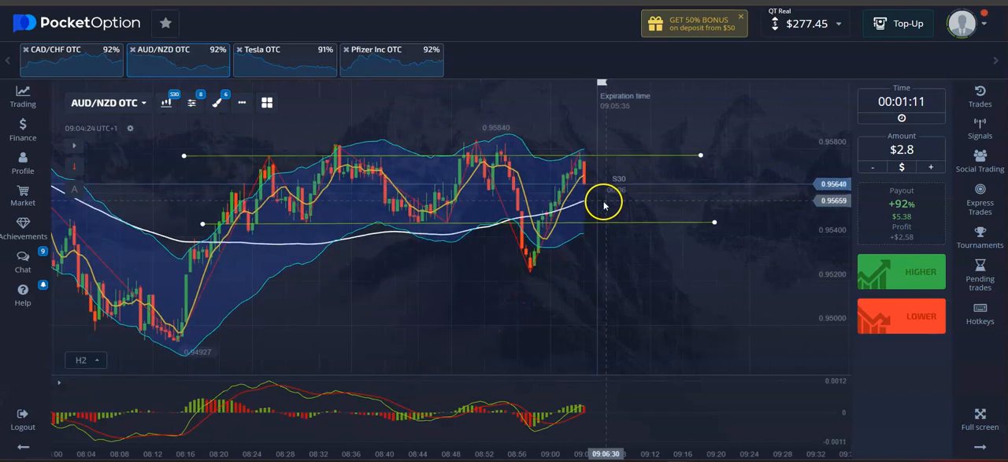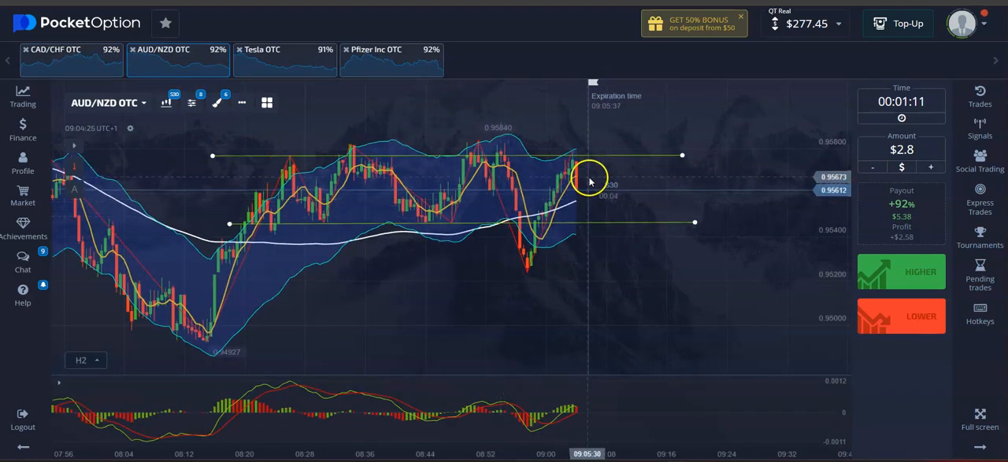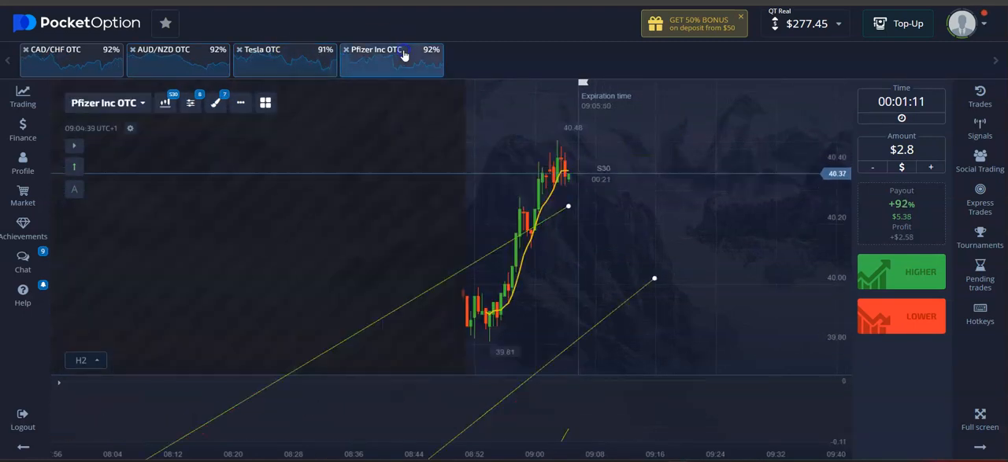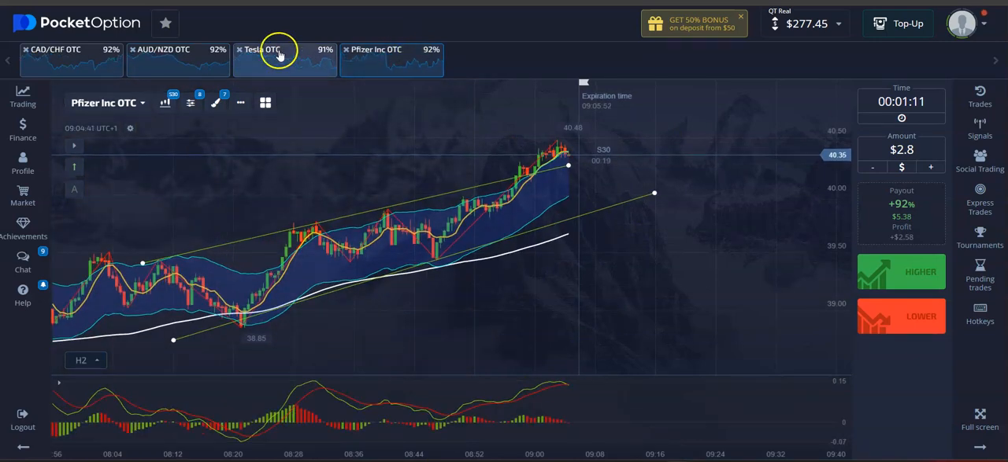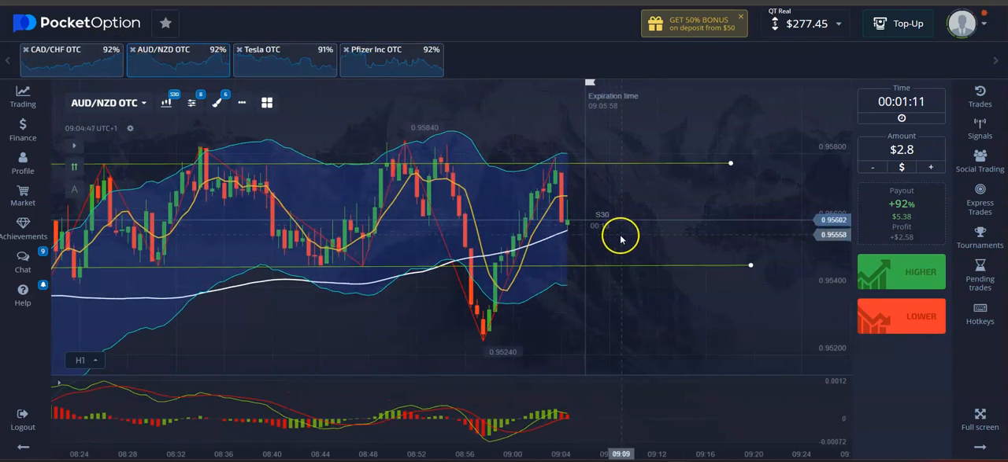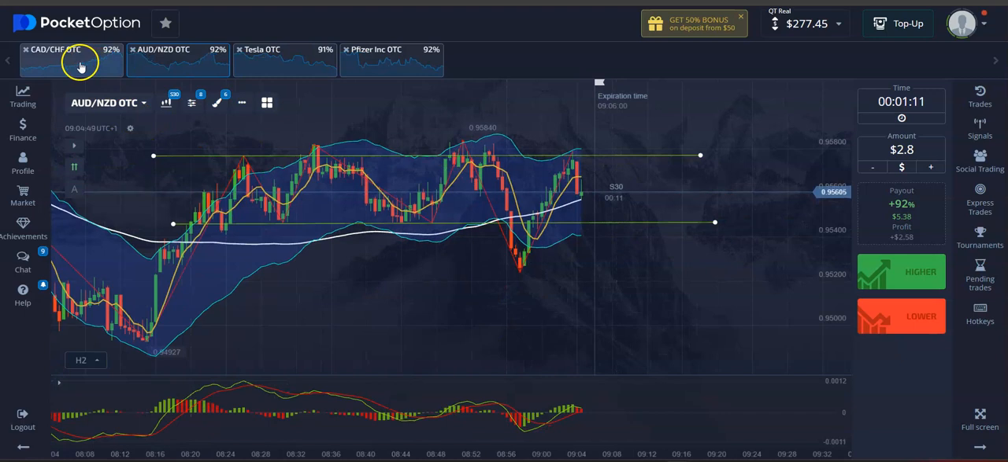Okay, so this one is starting the pullback. Obviously we are on the uptrend, so we're not going to trade against the trend because the pullback might be a bit shorter. So we're going to wait for the price to reverse and start going back up. There you go. As you can see right here, seems like the price is not going to go much lower than this.